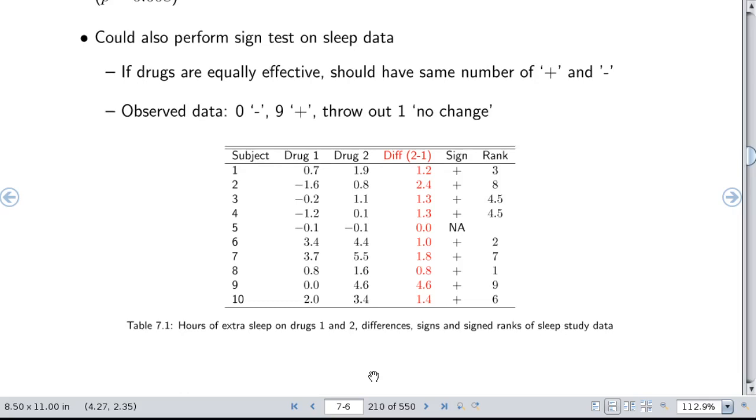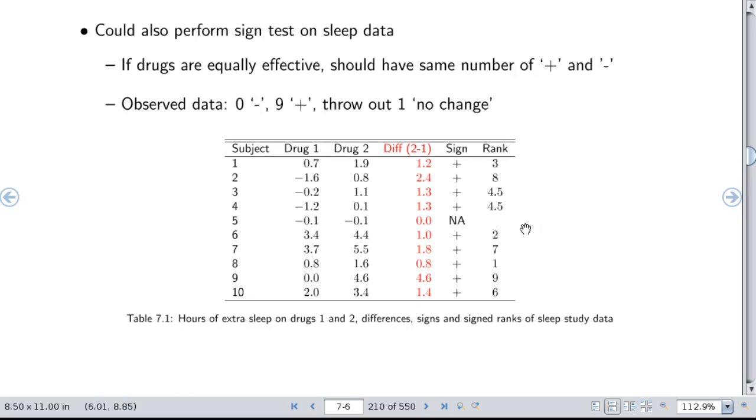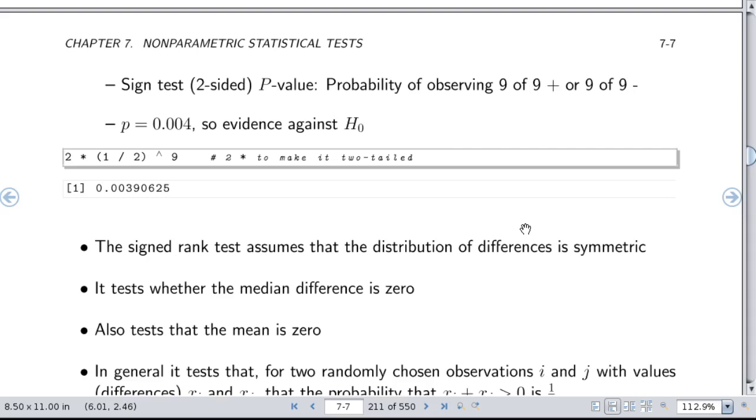Now, whenever you have a tie, and so you have the same value, when you subtract, you get a zero. One unfortunate property of the Wilcoxon sign rank test, just as with the sign test, is the zeros don't contribute to the analysis in any way. So even if you had 1,000 zeros, even though a parametric test would give a lot of weight to that, this nonparametric test ignores the zeros. So the sign test had a p-value of 0.004.